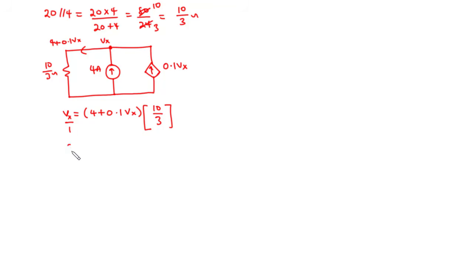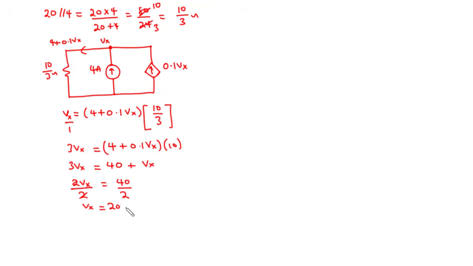So that's going to be 3 Vx equals, here we have 4 plus 0.1 Vx times 10. So we multiply 10 across, we have 3 Vx equals 40 plus Vx. We transpose Vx to the left hand side. We have 2 Vx, that is equal to 40. We divide through by 2 by 2, and then we have Vx to be 20 volts.